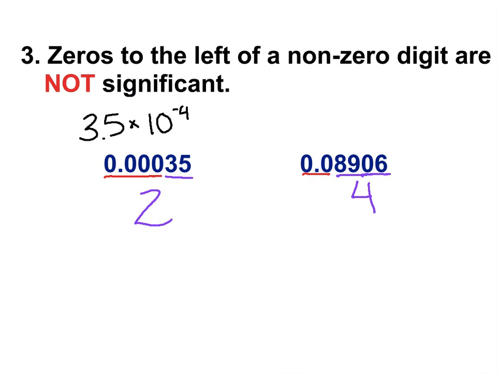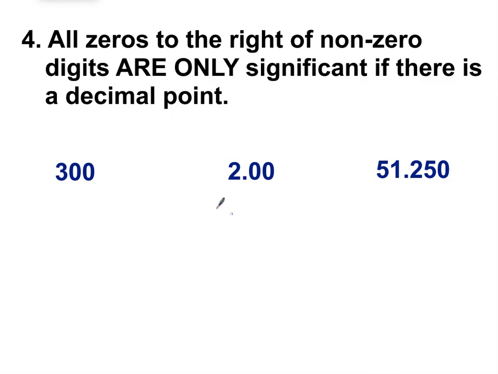Okay, we got one more rule, and then you'll get to do some practice. The last rule is also about zeros. All zeros to the right of a non-zero digit are only significant if there is a decimal point. So let's take a look at some examples and talk about why this is.